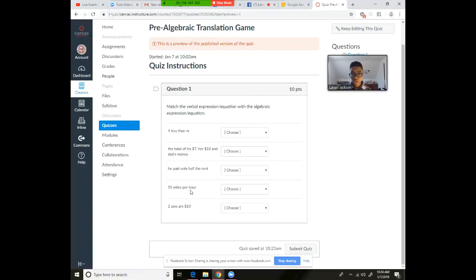55 miles per hour. What's the math word in this phrase? 2 pies are $10. What's the math word in this phrase? You get the answer when you choose from the drop down.